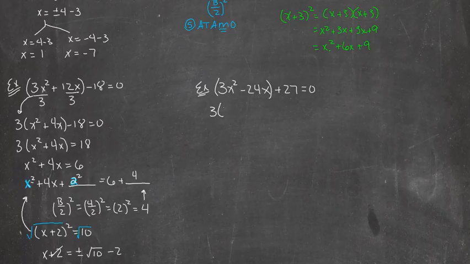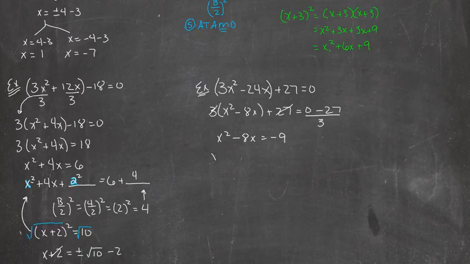If I divide 3x squared by 3, I get x squared. If I divide negative 24x, negative 24 divides by 3 to give you negative 8, and I still have the x, plus 27 equals 0. I'm going to subtract 27 from both sides, and then I'm going to divide both sides by 3. So I get x squared minus 8x equals negative 27 divided by 3 is negative 9. Make room for the new term. Plus the new term equals negative 9 plus the new term.